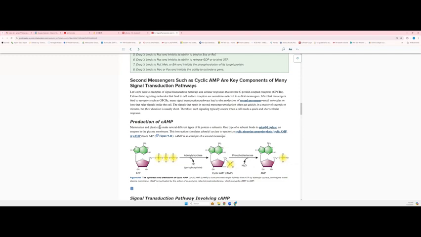So, for example, if a ligand interacts with a GPCR, it is a big protein. It has several subunits. One type of subunit is called adenylyl cyclase, and this is an enzyme in the plasma membrane. And then if some kind of signal molecule is binding to this type of enzyme, it will trigger this enzyme to synthesize cyclic AMP. So this is a structure. So how did it happen? Basically it's generated from ATP.